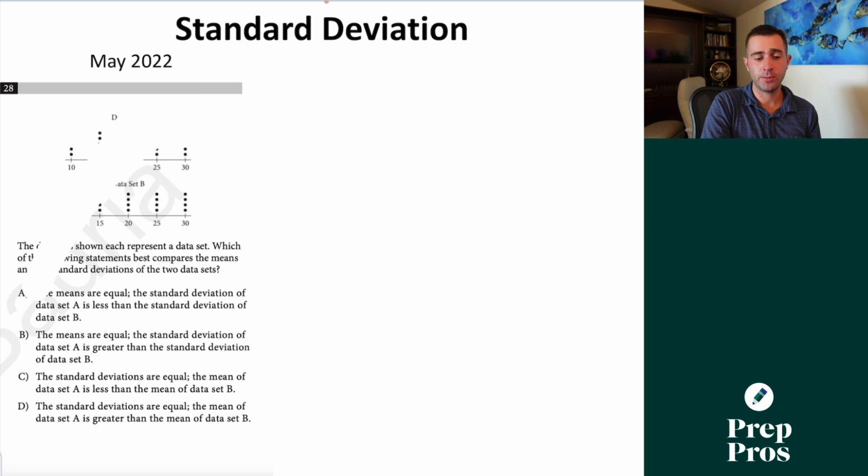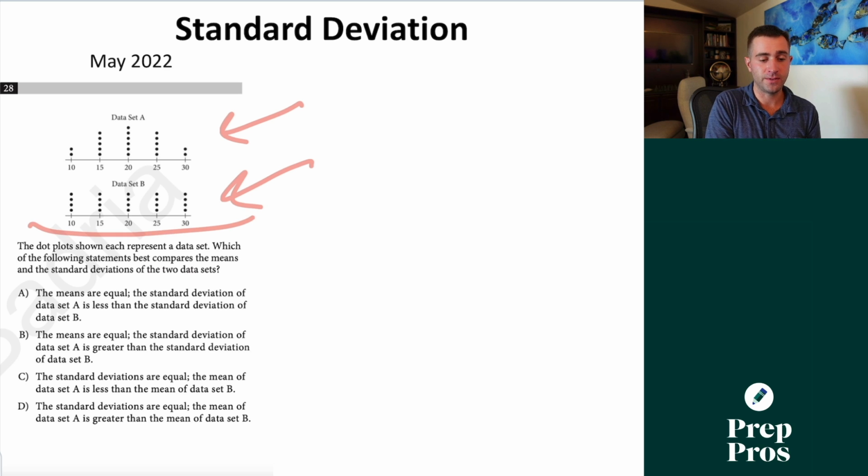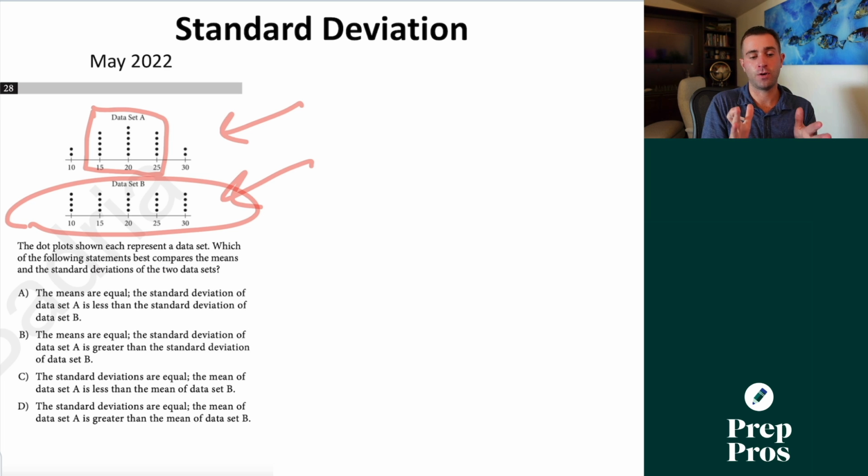So most of the time with standard deviation, you can really just look at it visually. If data sets are closer to the middle, it's going to have a lower standard deviation compared to something where they're spread further apart. And that's why I can look at this question really quickly and see that the standard deviation of data set B is going to be greater than the standard deviation of data set A, because so much of data set A is falling between 15 and 25 compared to having more of these values along the outside that we have in data set B.